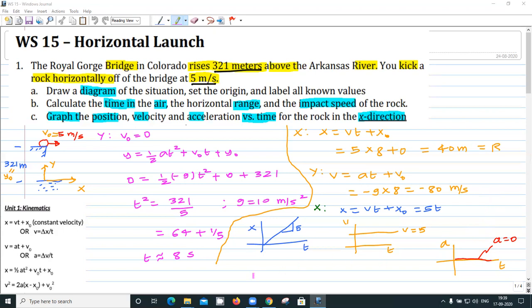And then for your x versus t graph, we have this equation, right? x equals vt plus x naught, and x naught is 0. So it is 5 into t. So this is the x at any t. This is the x at final time, so that's why I put the final time of 8 seconds here. But I want this x for any time because we are plotting a graph.